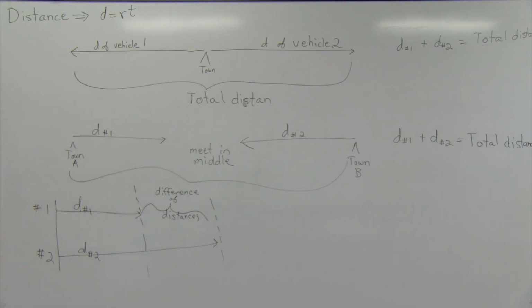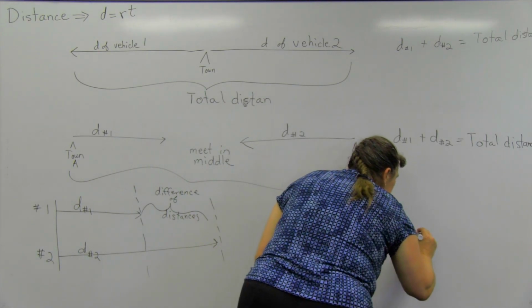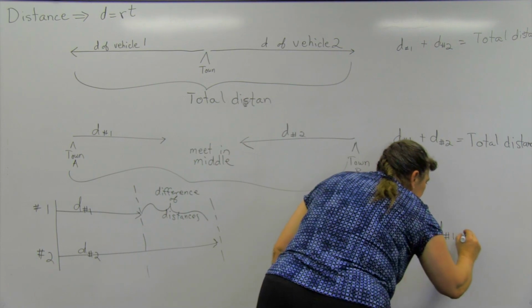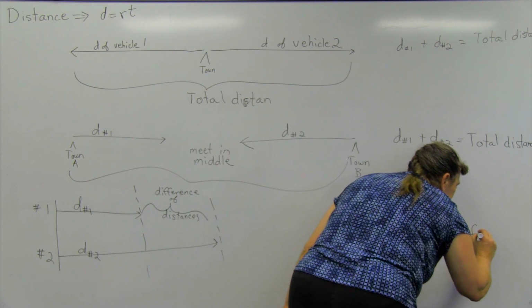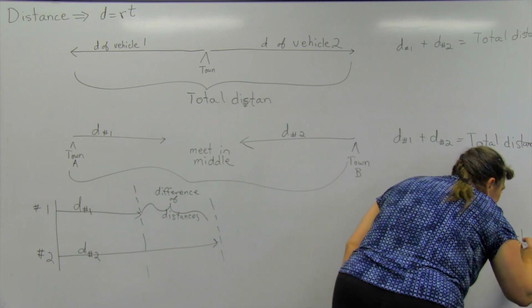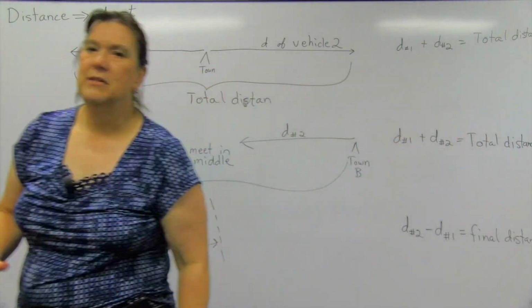Now, there's more than one way to work these out, I will admit, but I'm showing you the basic algebraic way to do this. So we're going to look at this one. Which one went farther? Yeah, number 2 did. So this one is going to end up with distance of number 2 minus distance of number 1 is going to equal your final amount. Okay? Those are the 3 kinds of problems that we are going to deal with in distance.